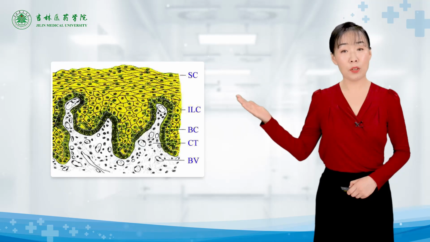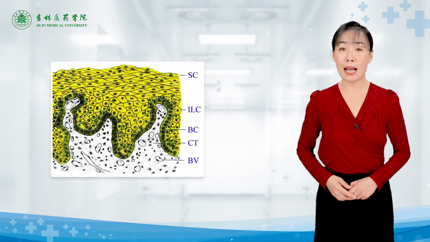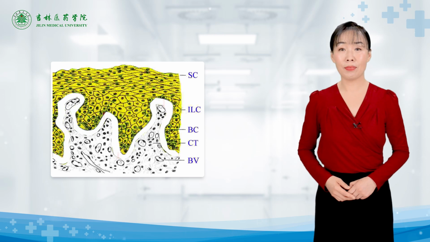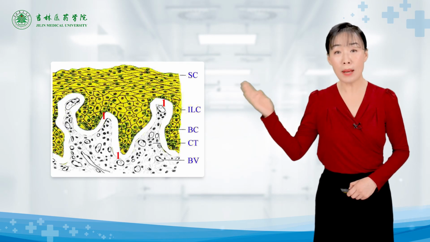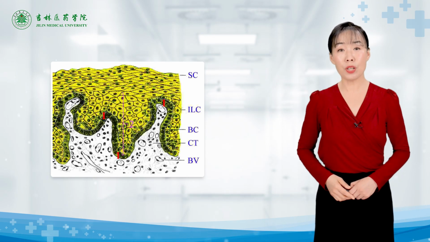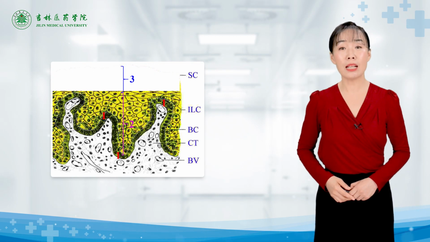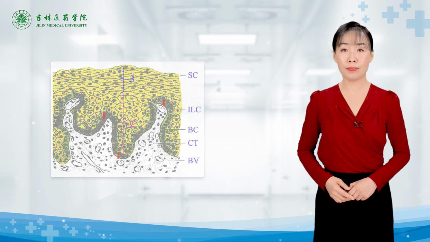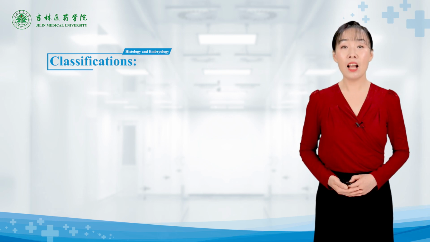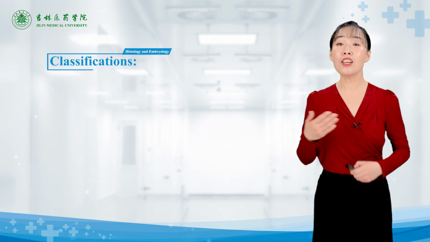This is the pattern diagram of stratified squamous epithelium in yellow. 1 shows the basal cells, 2 shows the intermediate layer cells, 3 shows the squamous cells. Two variations of stratified squamous epithelium occur: non-keratinized and keratinized.